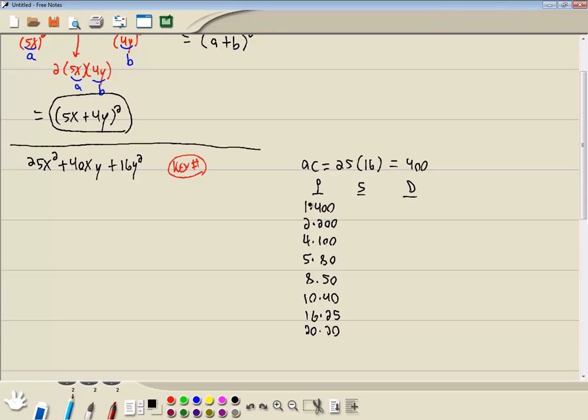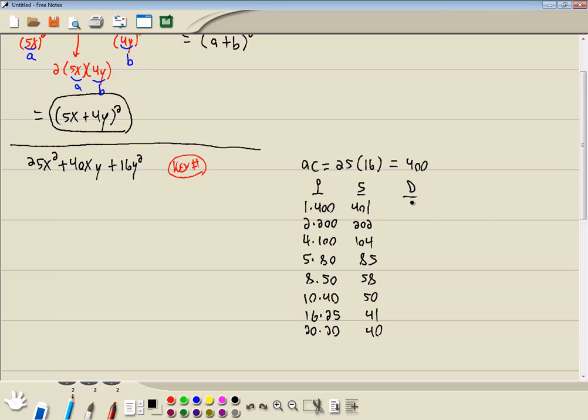Okay, the S column, we want to add these together. 1 plus 400 is 401. 2 plus 200 is 202. 4 plus 100 is 104. 5 plus 80 is 85. 8 plus 50 is 58. 10 plus 40 is 50. 16 plus 25 is 41. 20 plus 20 is 40.